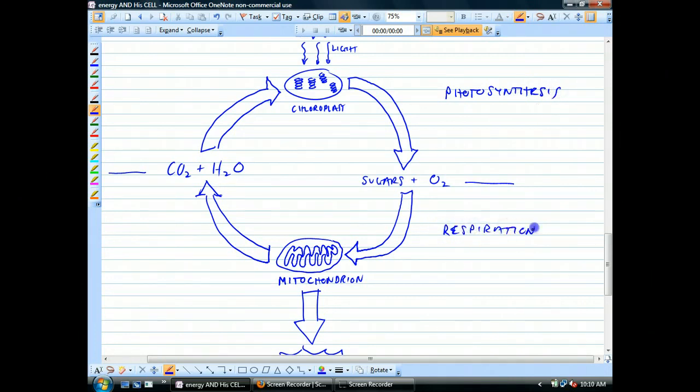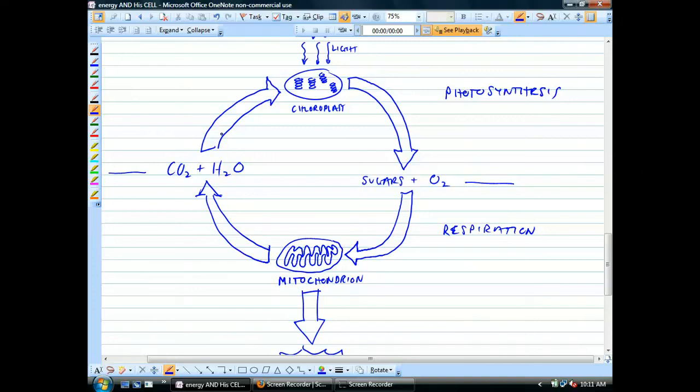See how that works? Respiration is the sugars going into the mitochondrion, making CO2 and water. Photosynthesis is the CO2 and water going into the chloroplast, making sugars and oxygen. So, photosynthesis, respiration. Photosynthesis, respiration. Respiration, photosynthesis. Got it? It's a cycle. One is just the reverse of the other.